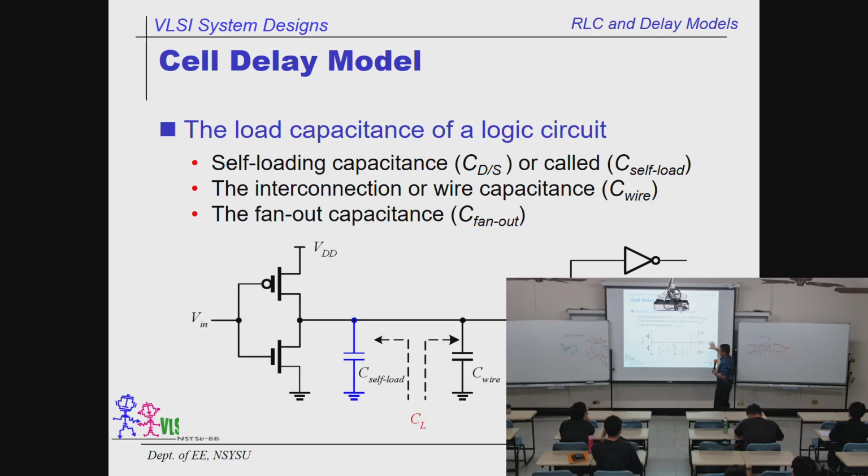So for the driver and the load here, there are a total of 3 types of capacitance, if you look from the viewpoint of the driver. The first one is the load created by itself, because we already know that any transistor has its own parasitic capacitor. That's one thing. We call that the self-load.